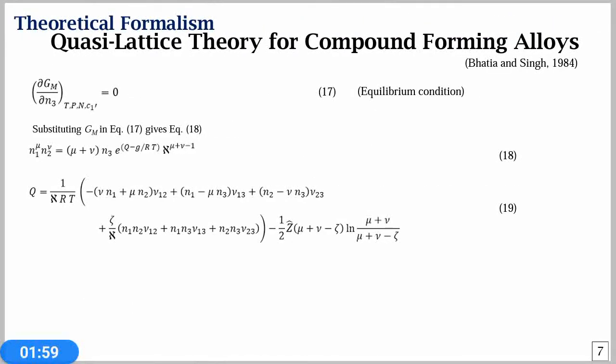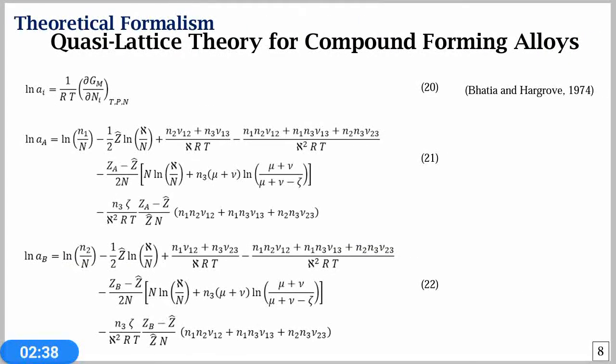The fitted parameters, while predicting GM, must agree with the equilibrium conditions given in equation 17. Equation 17 is a partial differential of GM with respect to N3 and is given in equation 18. Expression Q in equation 19 helps in simplifying equation 18. So in our fitting, we ensure that equation 18 is satisfied while conforming equation 14 to available experimental data.